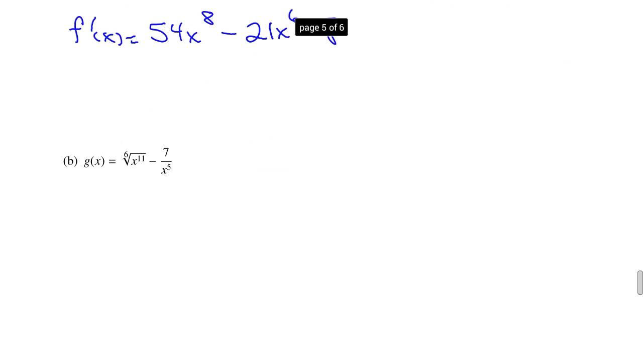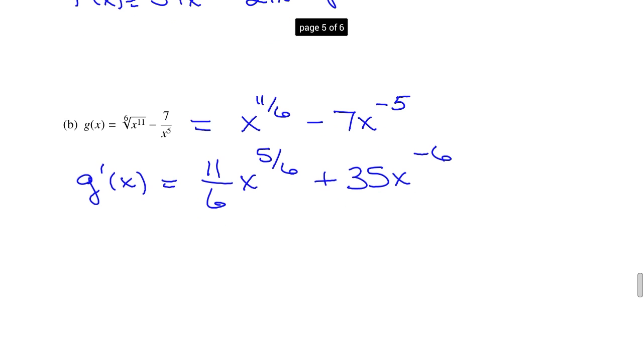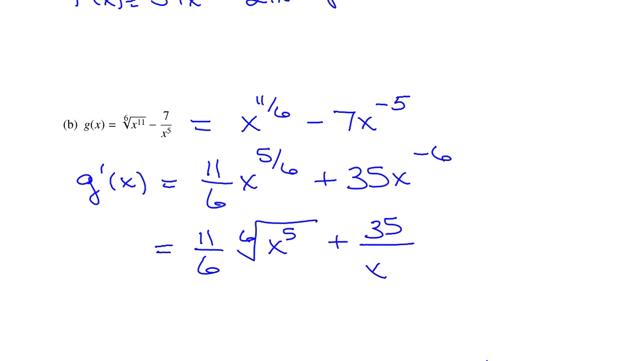Question G, we want this derivative, but we need to simplify it first into a form that we can take the derivative of. So we have x raised to the 11 over 6 minus 7 times x to the negative fifth. Now g prime of x is 11 over 6 x to the 5/6 power plus 35x to the negative 6. And then we want to revert this back to the form that it started with. So it's 11 over 6 times the 6th root of x to the 5th plus 35 over x to the 6th.